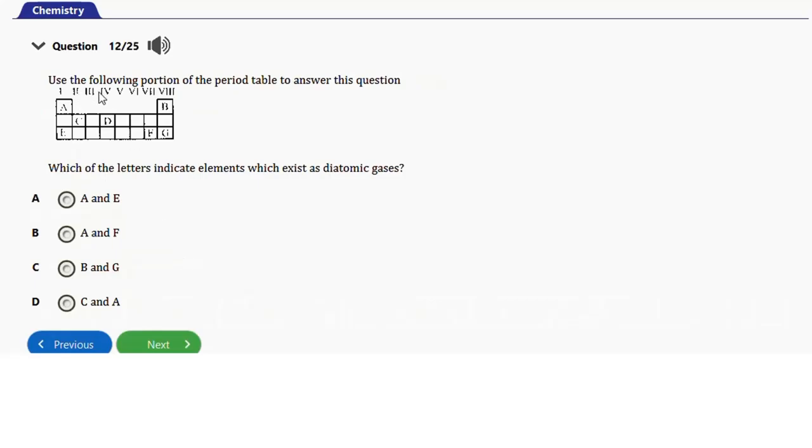Okay. The next question will be this one. It says use the following portion of the periodic table to answer this question. Which of the letters indicate elements which exist as diatomic gases? So it will be the one under group 7 and group 1 hydrogen. So we have it to be A and F. Okay, A is under group 1 hydrogen and F is under group 7. This could be chlorine. Okay, so that's it for this question, option B.